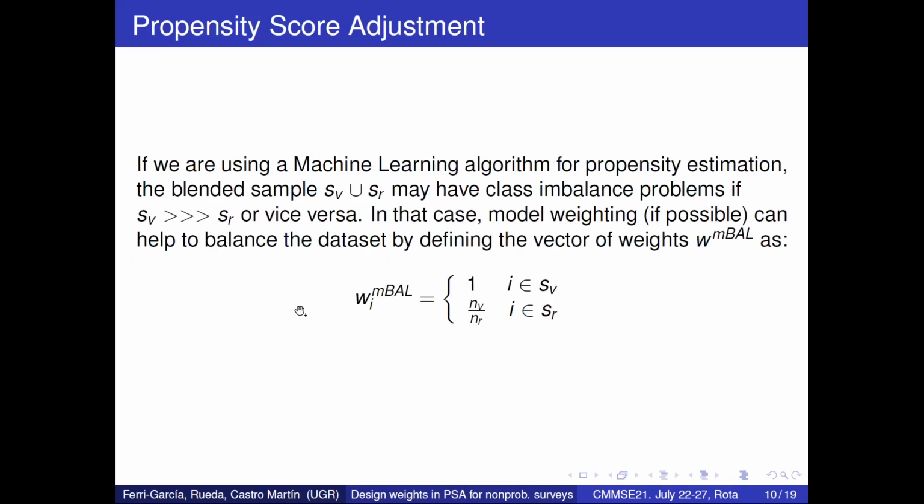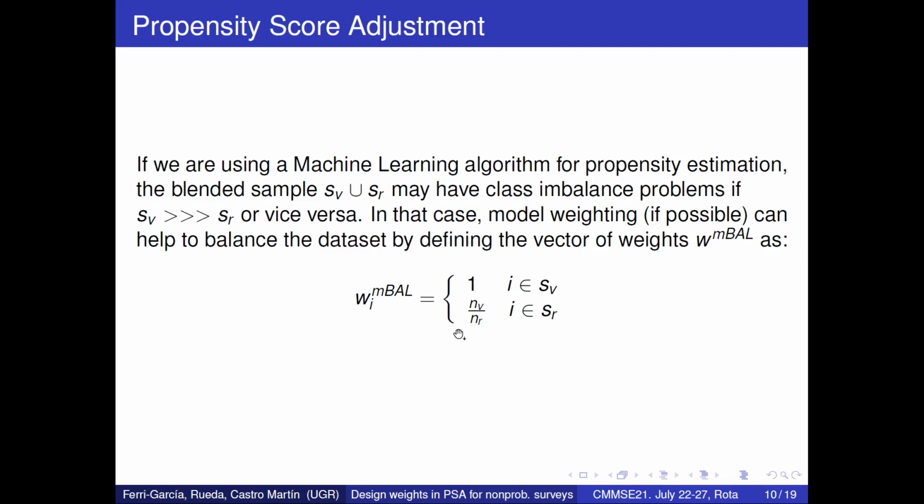In several contexts, especially those that involve machine learning classification algorithms, the combination of the probability and the non-probability sample can lead to class imbalance problems if any of the samples is significantly larger than the other one. One of the two possibilities to tackle this imbalance is to train weighted models using unitary weights for individuals in the non-probability sample and the quotient between both sample sizes for individuals in the probability sample.